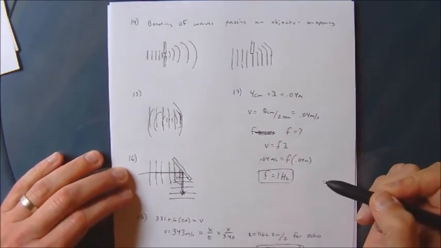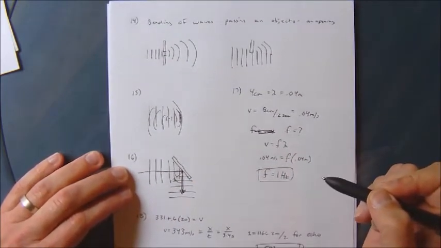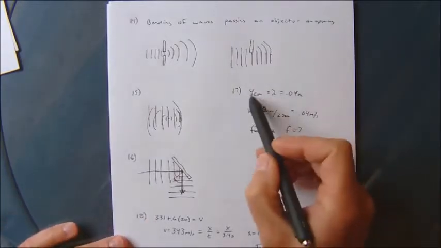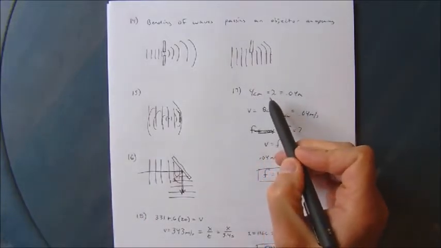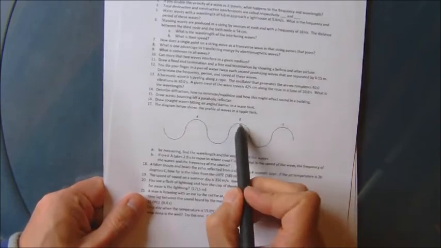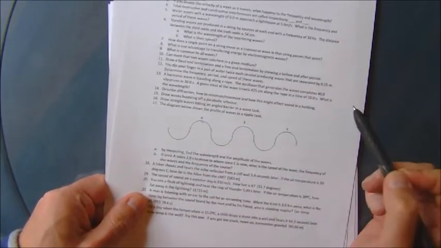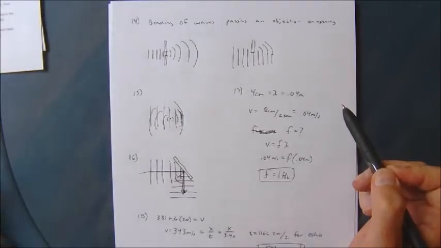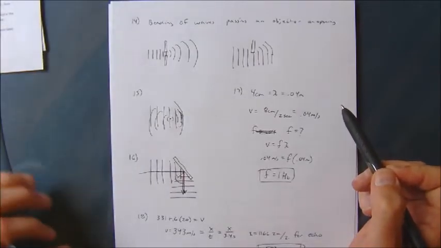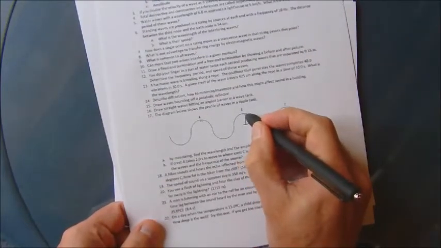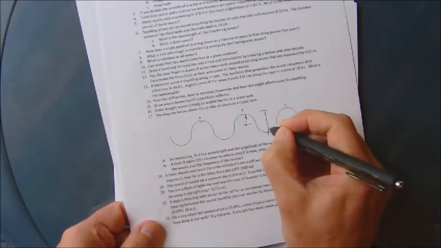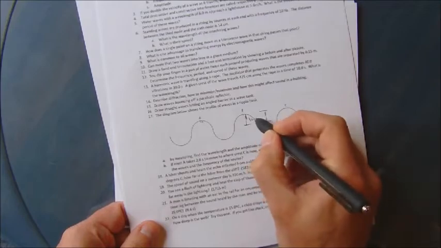Number 17. I'm supposed to actually measure some things on this. So I measured the distance between the crests on this right here. We can see that's 4 centimeters. That's 8. Those are the numbers that I used. I forgot to measure the amplitude, but the amplitude is from here to here, or I could measure from here to here and divide by 2. It ends up being 1 centimeter there.